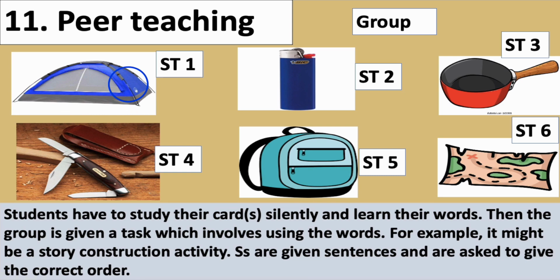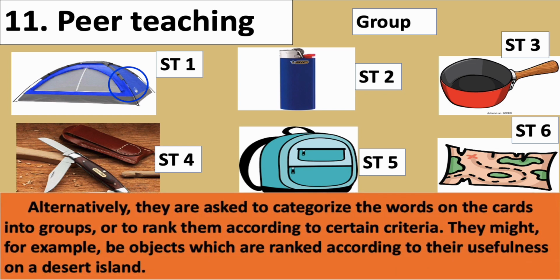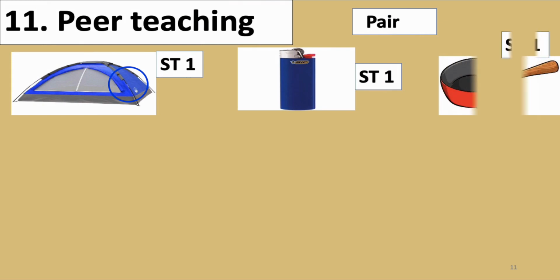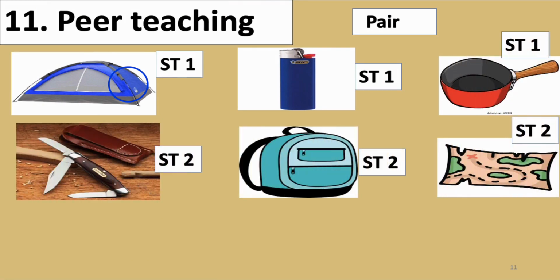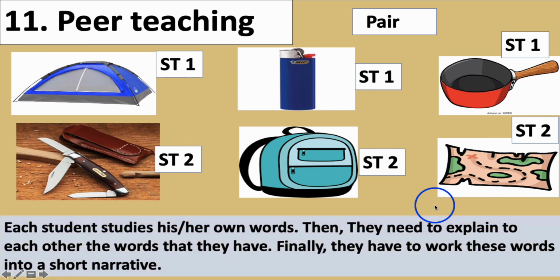Okay. So this one we can do in groups. Okay, groups of 6 students. Also, we can do it in pairs. Okay. So in pairs, it means 2 students. So 2 students will be given 3 items. For example, student 1 has this one, and this one, and this one. Student 2 has this one, and this one, and this one again. So we will give them a certain task to do, and again, they need to teach each other about the vocabulary items that they have.